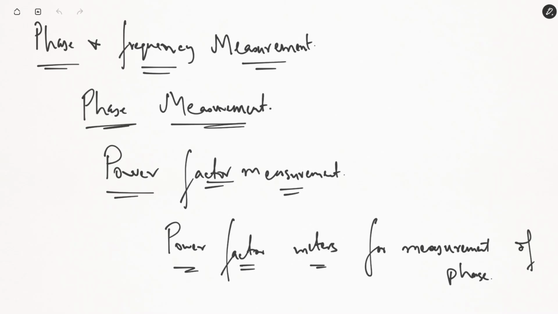So there are other methods of deriving or measuring phase. You have synchronoscopes for measurement of phase. You have phase sequence indicators, etc. So there are other devices that can be used for phase measurement. We'll be taking up power factor measurement devices for measurement of phase.